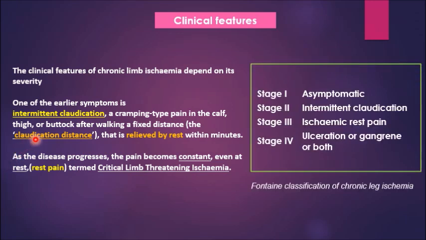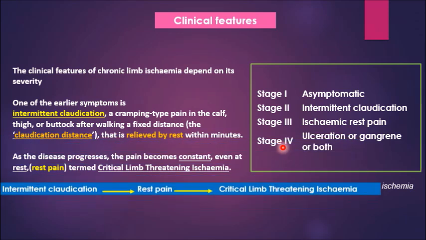These are the various stages of the disease and severity by the Fontaine classification for chronic leg ischemia. Stage 1 is asymptomatic. Stage 2 is intermittent claudication, the stage where the patient develops pain on walking or exertion. Stage 3 is rest pain, ischemic pain even at rest. Stage 4 is ulceration or gangrene or both, so this is the most severe form. This is a progressive type of symptoms from stage 1 to stage 4.